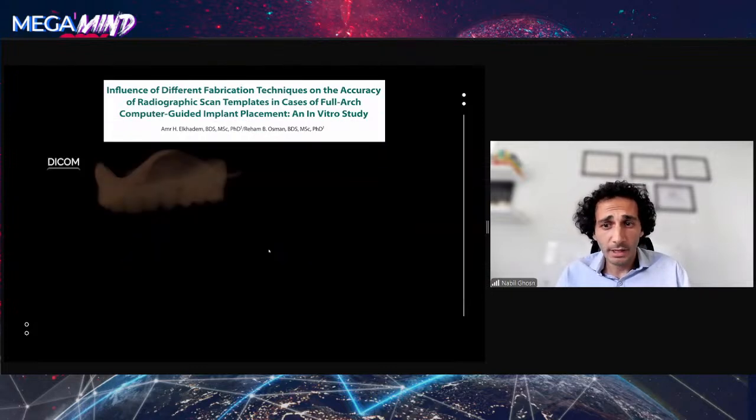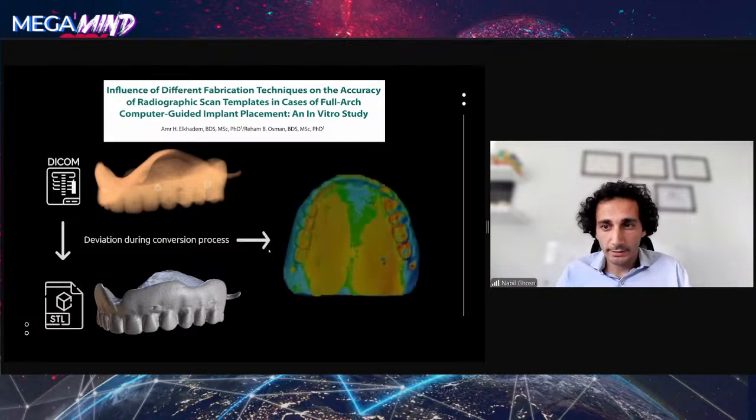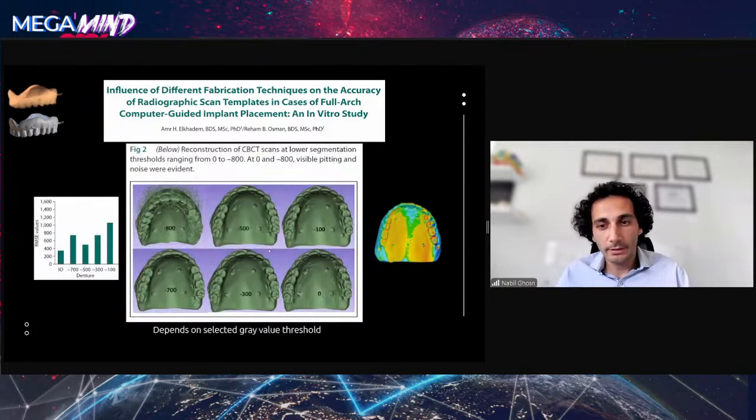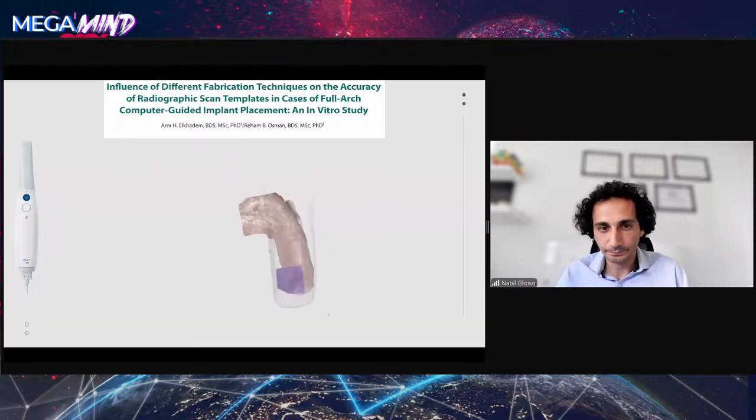Now, however, with this technique, in addition to the fact that it requires several steps to do it, it can generate errors while doing the conversion from DICOM to 3D model and might be technique sensitive because it's also dependent on which gray value threshold we select during the segmentation process. And the values of deviation with root mean square can range from 450 microns to more than 1,000 microns.